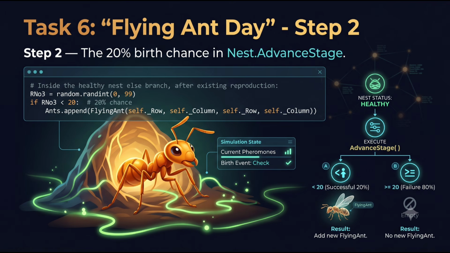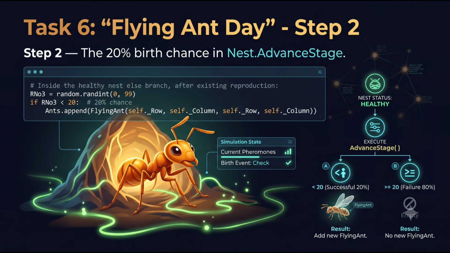Then is instance a flying ant. This is how you identify the flying ant specifically. You could also use a.getType of ant equals flying. But is instance is just a little bit cleaner. Then a.has matured, that's the getter you wrote on the flying ant class, and this is why we needed it.